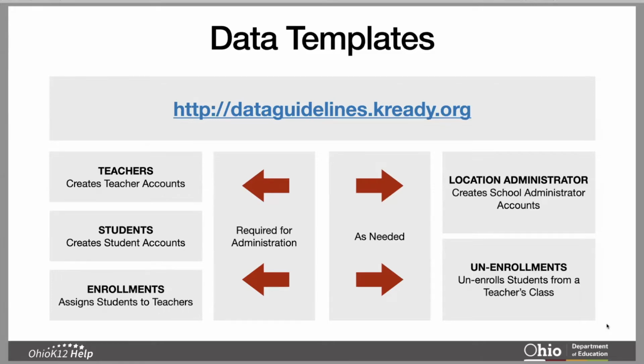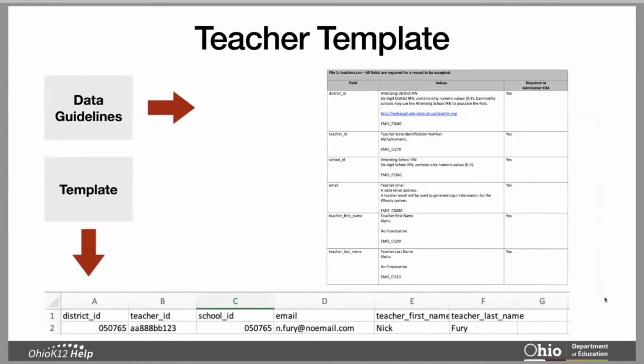And then the other template here is the unenrollments template, and that's used again to unlink those teacher and student accounts if there's a teacher that leaves the system or a student that transfers out of your location. This is kind of a snapshot of some of the templates, and we'll look at the structure of how the template is laid out.